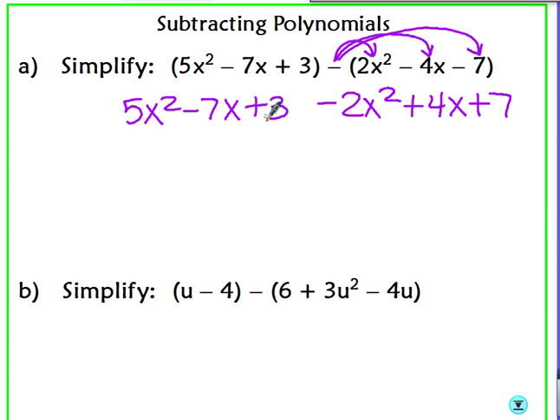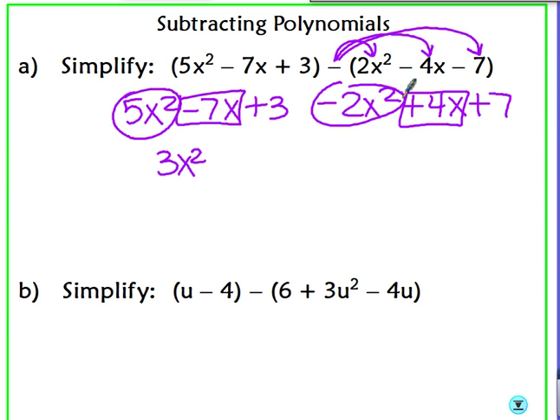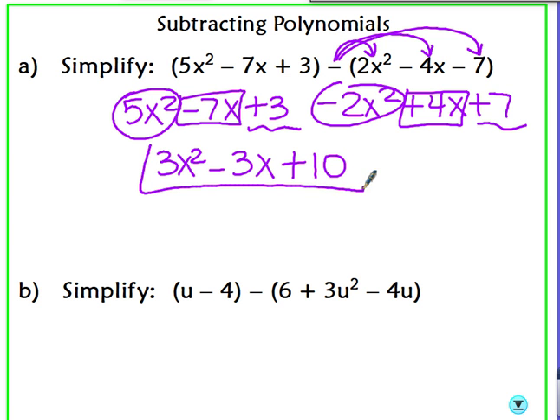Notice the terms in the first parentheses did not change. Now that I've distributed the negative 1, I can go ahead and combine like terms. Your final answer is 3x squared minus 3x plus 10. Let's do the same thing with example B.